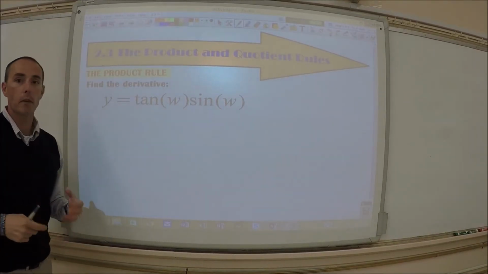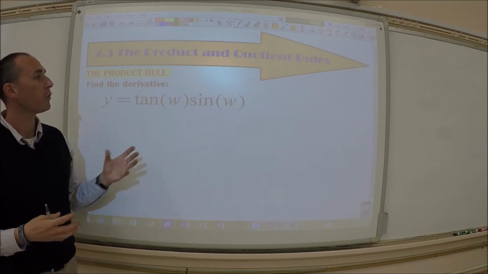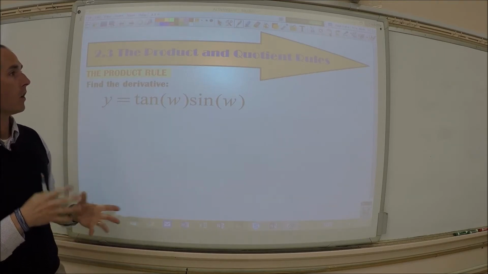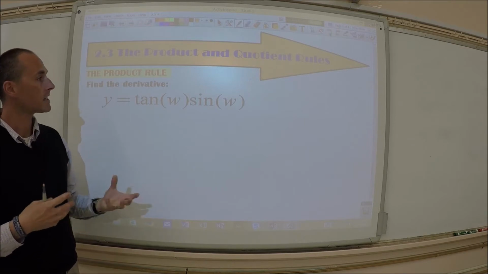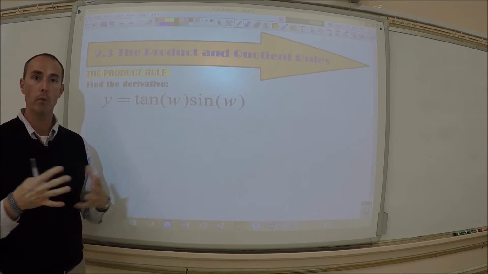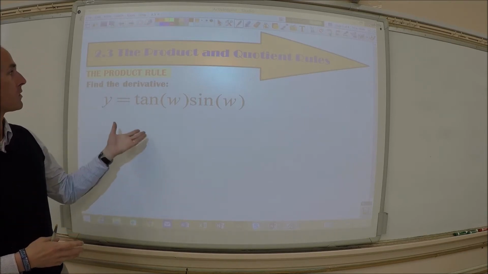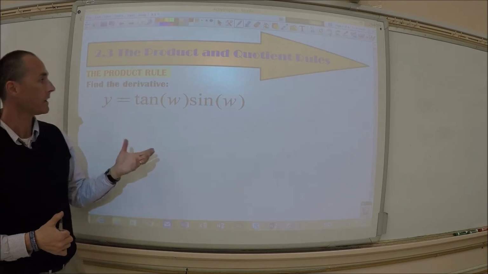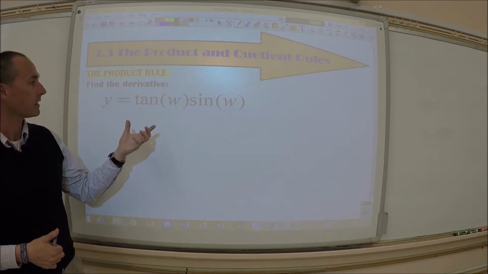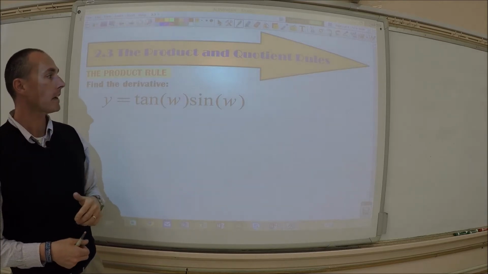So today's lesson is on the product and the quotient rule. So we have about 4 problems that we'd like to go through here, all of varying degrees of difficulty, just so you can kind of see a little bit of how we work with the product and the quotient rule. So the first one starts off with a trig function, and we're trying to take the derivative of the product of tangent w times sine w.